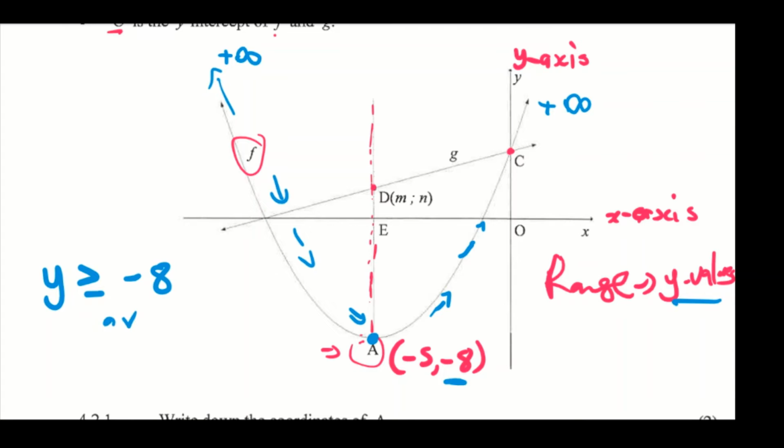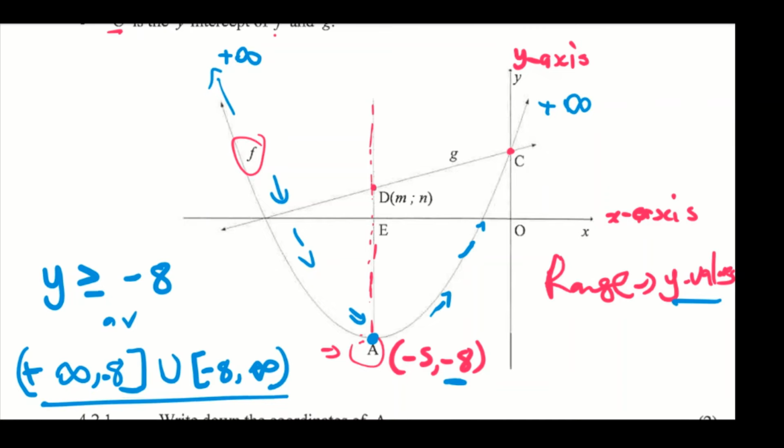Or someone can just write from minus 8 to positive infinity, with a solid dot at minus 8. So this is minus 8, by the way, minus 8 to positive infinity. Someone else can write it like this, and it will still be correct.